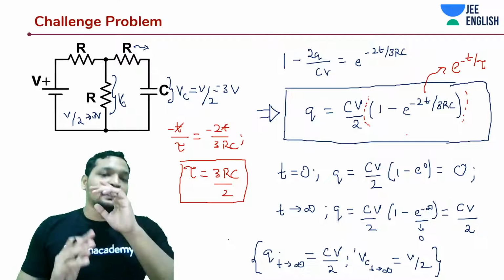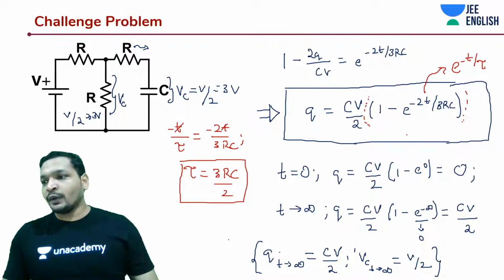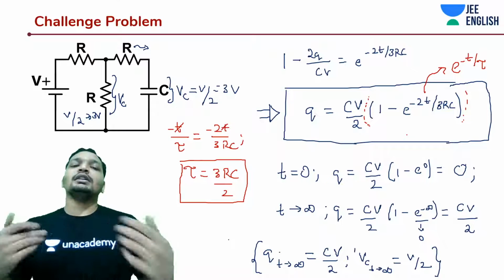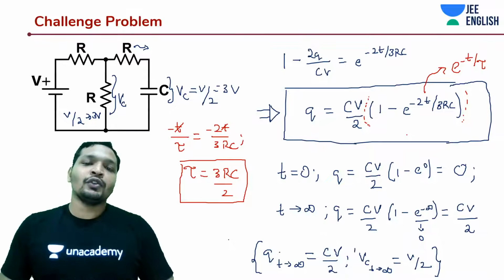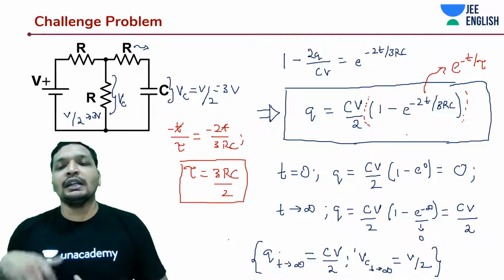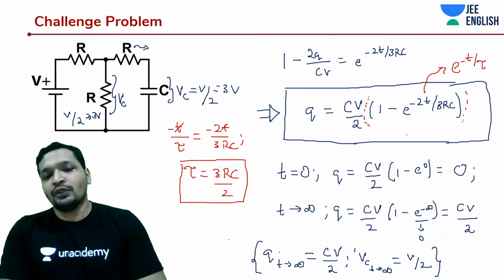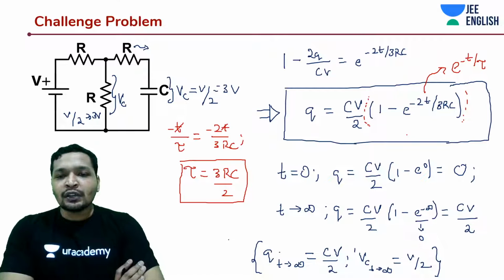We will see the method, okay? We'll see the method. Don't worry, Kunal. Stay until the end of the lecture. We'll solve 2 or 3 more problems of this kind, and we'll see the method of how to do that, okay? So tau is equal to 3RC by 2.